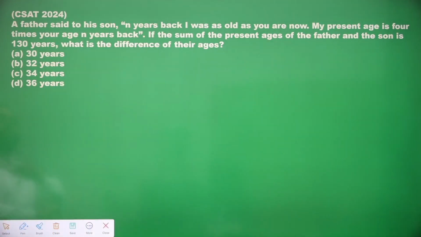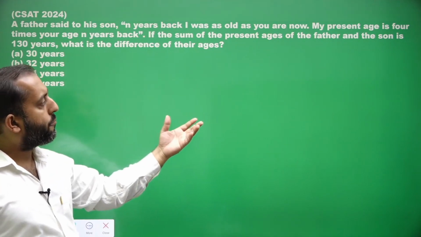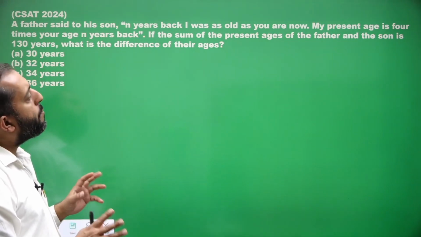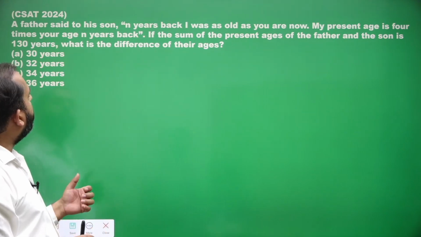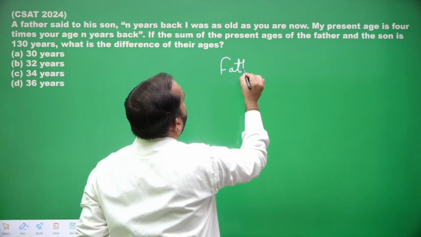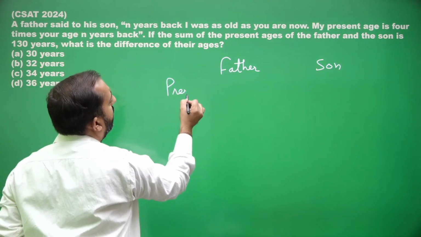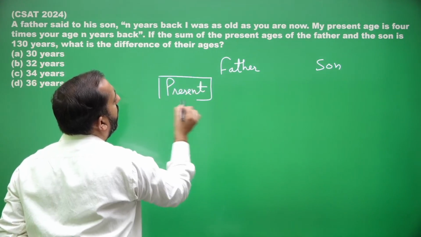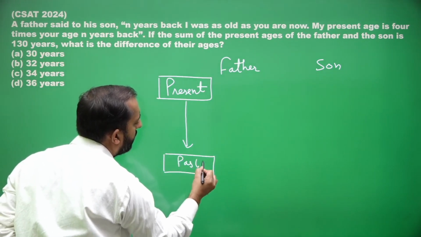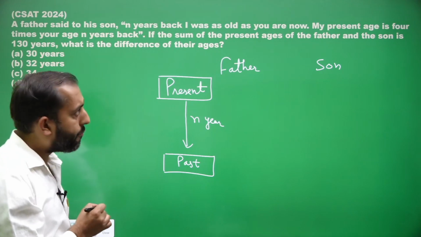It says, a father said to his son, "N years back, I was as old as you are now. My present age is 4 times your age N years back. If the sum of present ages of father and son is 130, then what is the difference of their ages?" So we have a father and his son. We are talking about the present and a past which was n years back. So from past to present, the total gap is n years.